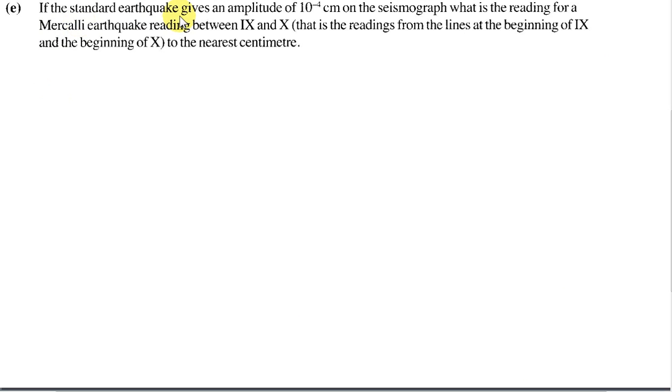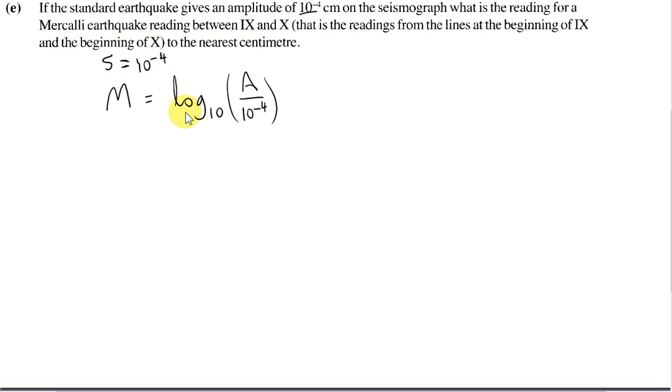If the standard earthquake gives an amplitude of 10 to the minus 4 centimeters on the seismograph, what is the reading for a Mercalli earthquake reading between 9 and 10 to the nearest centimeter? Now we know that the letter S stands for the amplitude of a standard earthquake. So S we're given here is 10 to the minus 4, so we now know what the value of S is.